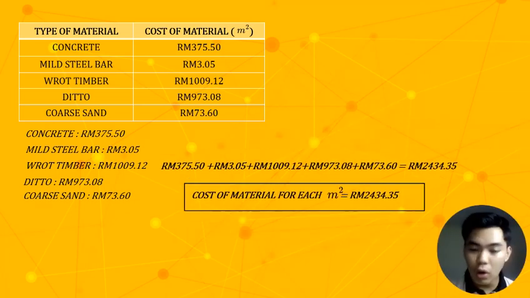We add up all the materials to find the cost of the material for each meter square. So the total here is Rm 2,434 ringgit and 35 cents.